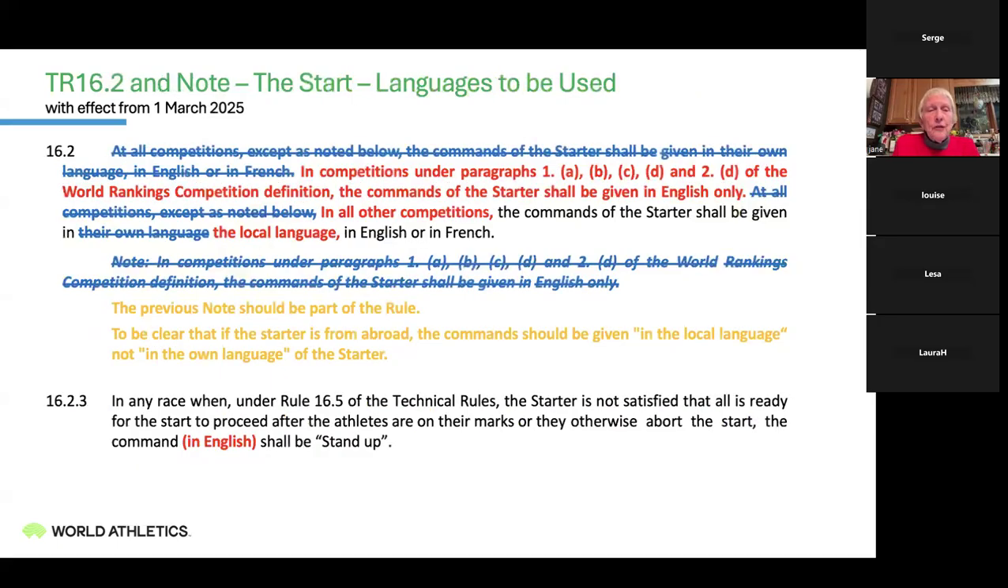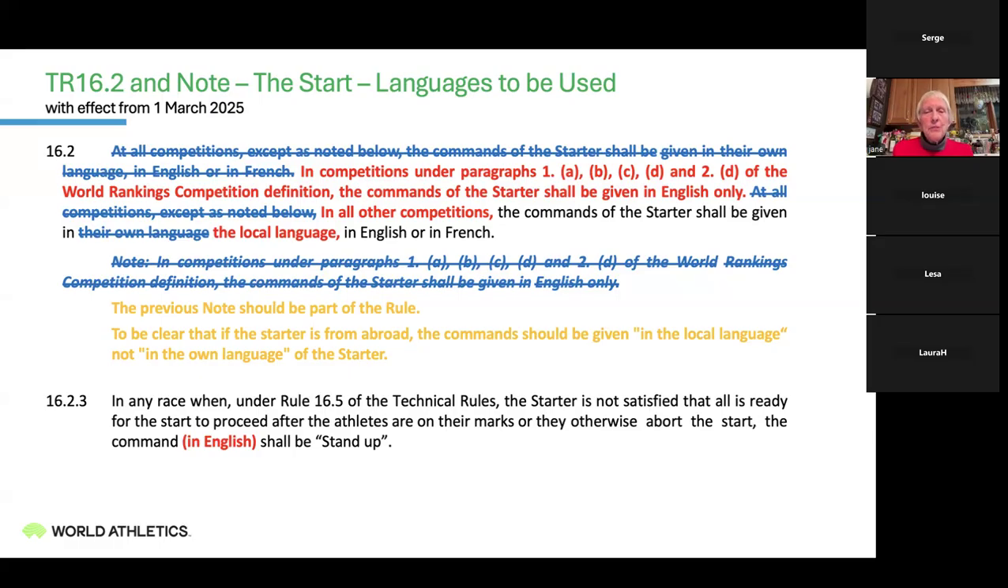This is a clarification of what a starter's own language is and what it actually meant. Rule 16.2, in regard to the start and languages to be used, has been changed. In competitions under paragraphs 1A, B, C, D, and 2D of the World Rankings competition definition, the commands of the starter shall be given in English only. Those are the big major meets, Olympics, World Championships.